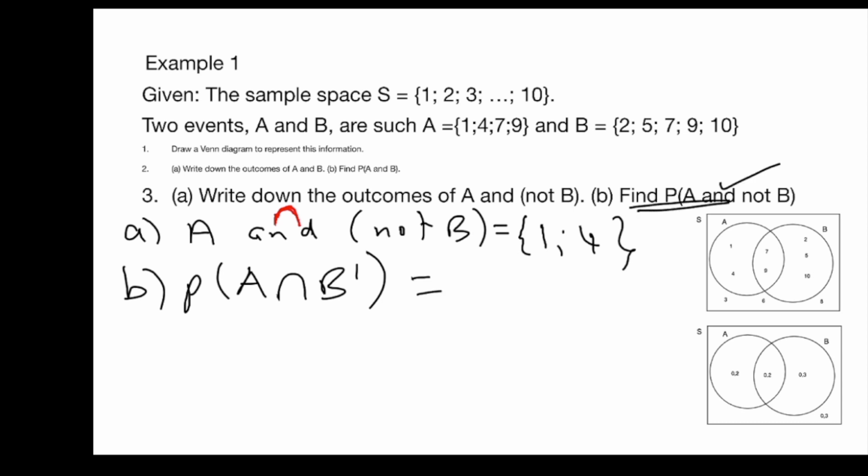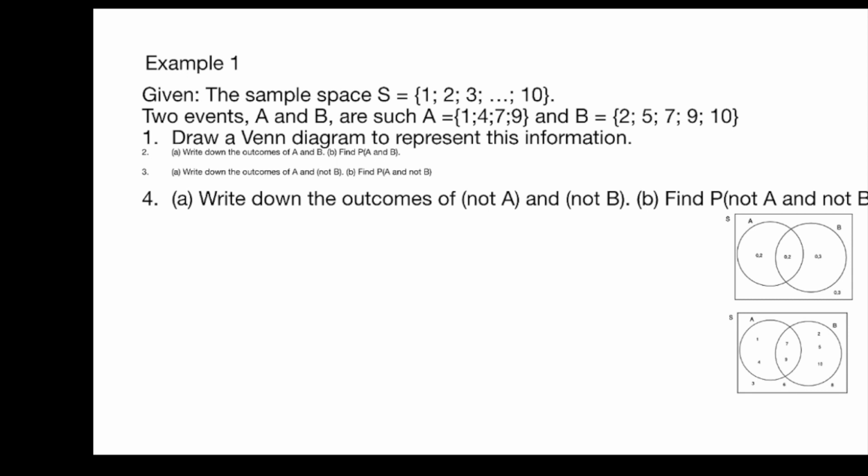Right, how do we use this diagram here, the second diagram? All we need to know is the region A and not B is this region here. This is the region A and not B. And there clearly you have a 0.2. So you get your answer from that diagram. Okay. Then for this one, the outcome for not A and not B.